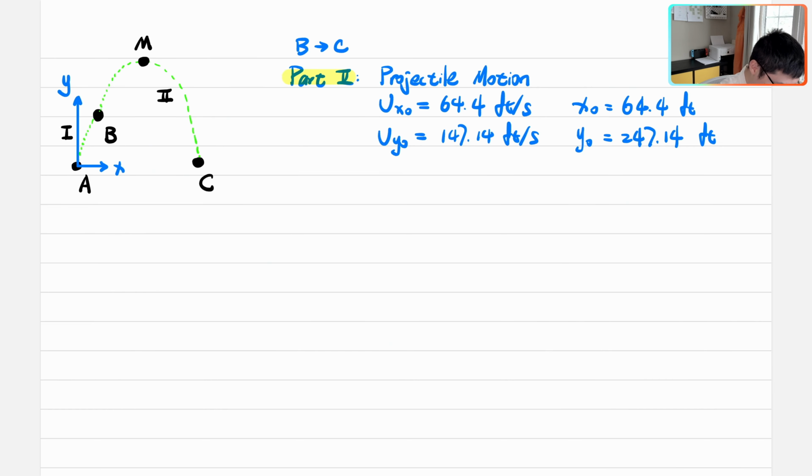So we can start with that. At point M, or the peak, your Vy equals 0. So that gives your Vy naught minus gt.